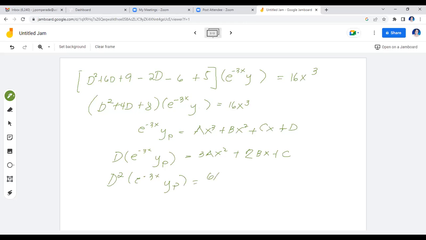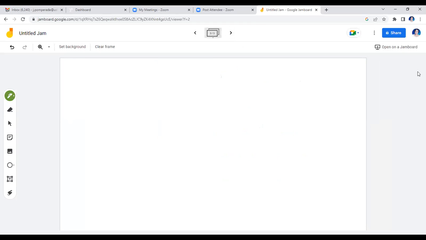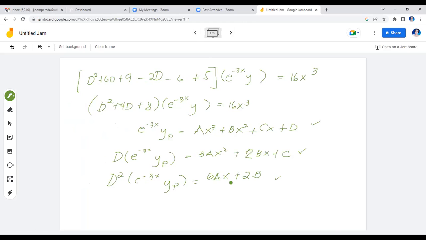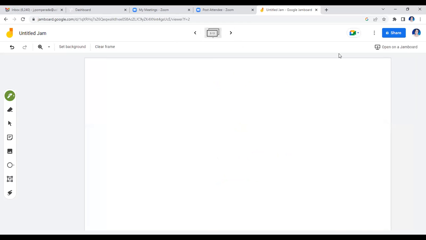The second derivative is equal to 6ax plus 2b. Now what will happen to this, this and this? It will be substituted in here. The purpose is for you to find the value of A, B, C, and D. Okay? So I'll go to the next slide for that because that would be one lengthy equation. So if we substitute, it would be something like this. We substitute already the three derivatives and the unknown function. So you have d squared here, so that would be this one, 6ax plus 2b.